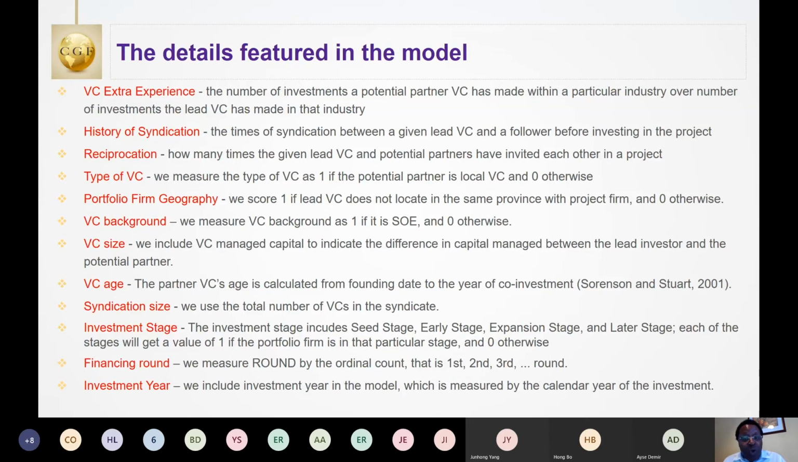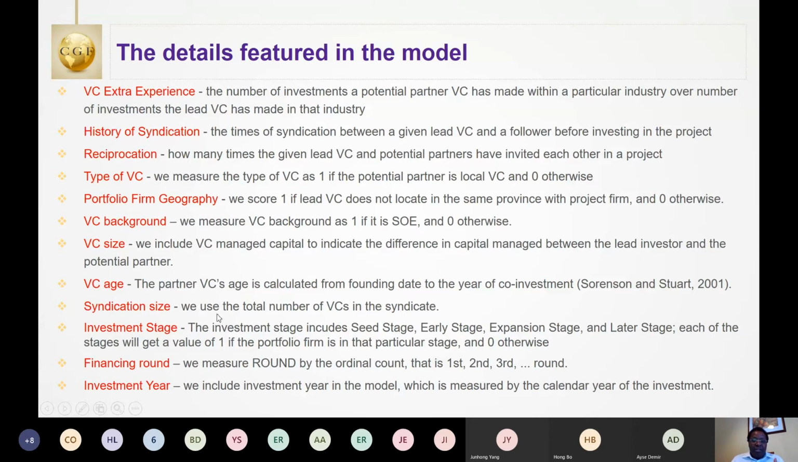We made the type of VC 1 if the potential partner is a local VC, and 0 otherwise. The portfolio firm geography, we score 0 if the lead VC does not locate in the same province in China, and 1 otherwise. The VC background, we measure as 1 if it is a state-owned enterprise, and 0 otherwise. The VC size, we include VC managed portfolio, as a logarithm. VC age, we take the same definition as age in corporate finance, calculated from the founding date to the year of the co-investment.